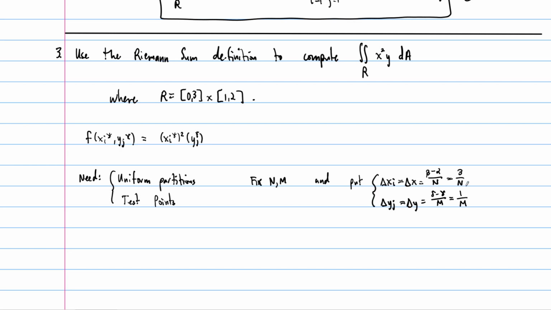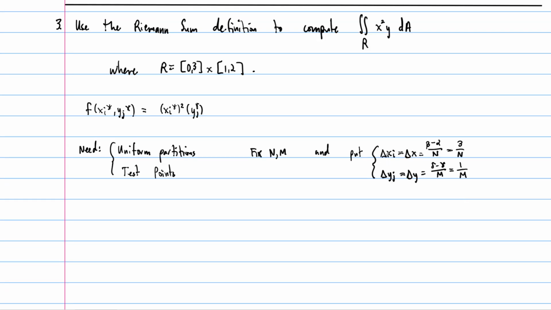These are just our constants here, our constant delta x and delta y. Then we also need our test points. So the test points we can choose, again, from the uniform partition to be the right endpoints. So xi star can just be our left endpoint plus i times delta x, right? So it can be alpha plus i times delta x, just like we would do in Calc 1. Alpha is 0, i is the index here, and then delta x is 3 over n. So xi star is just 3i over n. Similarly, yj star, this is going to be our delta plus j times delta y. Delta is 1, that's the lower bound in the y direction, plus j times 1 over m. And that's our yj star. So that's it for that one.